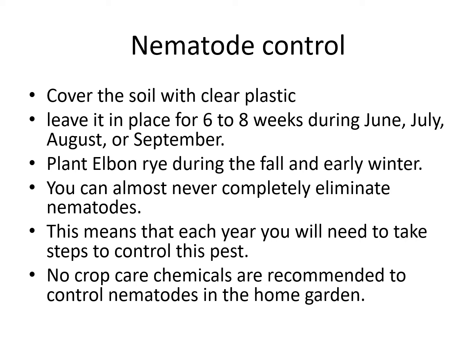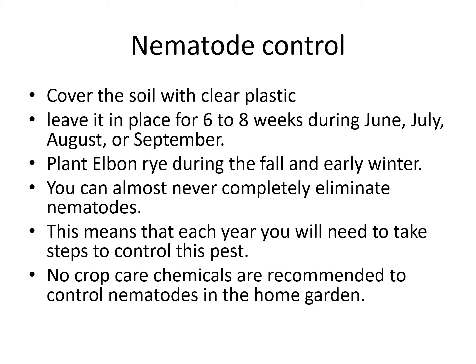Cover the soil with a clear plastic. Leave it in place about 6 to 8 weeks during the hottest part of the year. That's usually June, July, August, or September sometimes. Another thing you can do is plant elbon rye during the fall and early winter.